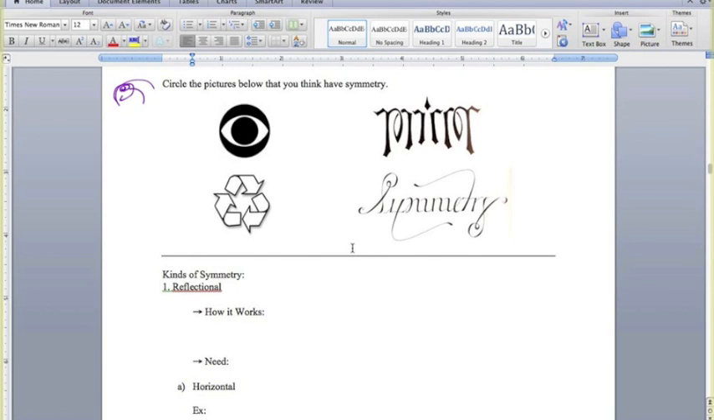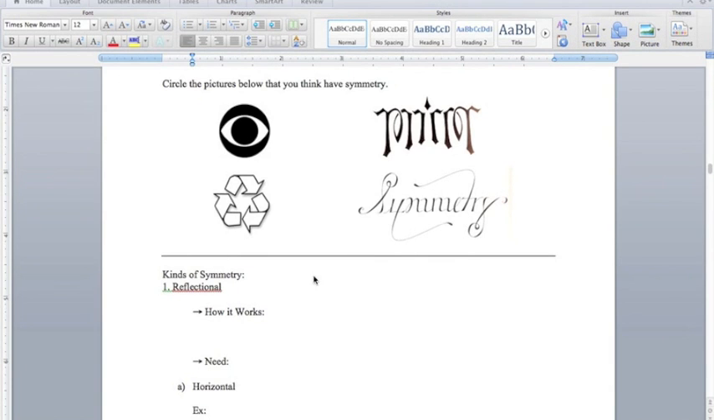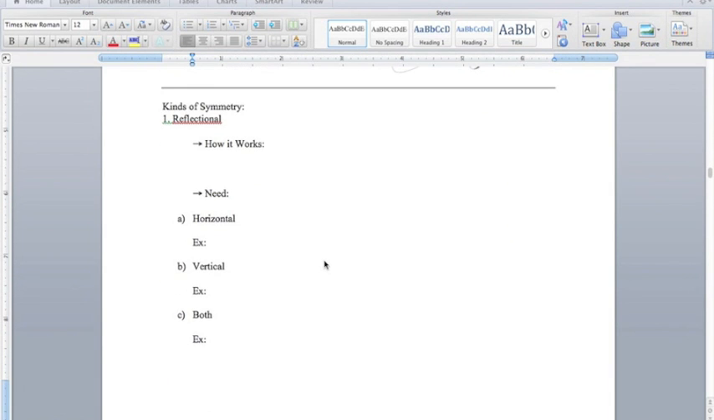Alright, they actually all have some kind of symmetry. So what we're going to do now is move through our different types of symmetry and then see how those apply to these pictures. Our first kind of symmetry is reflectional symmetry, and this is related to the idea of reflection that we learned about when we talked about transformation. So reflectional symmetry works as a fold over a line or a flip over a line.